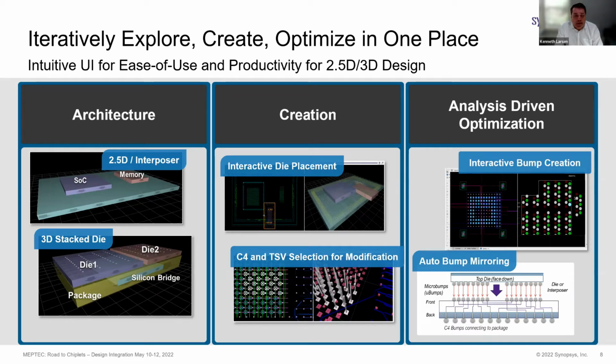We have capabilities for bump mirroring. We can automatically create the 3D top-level netlist that you would use to perform LVS style checking. All these things are integrated in our platform.